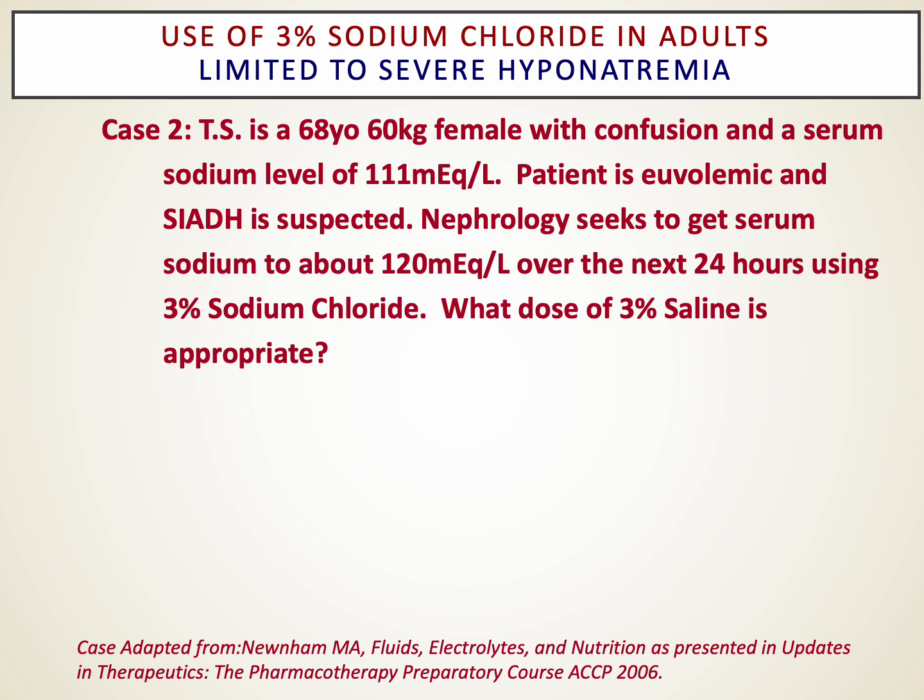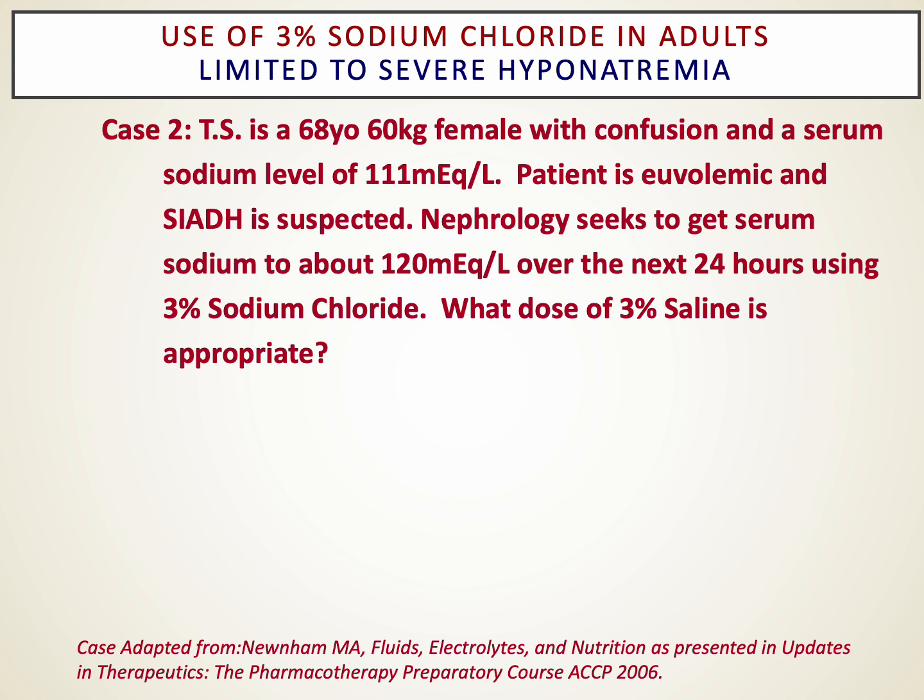So let's look at a case. TS is a 68-year-old, 60-kilogram female with confusion. She has a serum sodium of 111. She's euvolemic. They question syndrome of inappropriate ADH secretion. Nephrology seeks to get her serum sodium to about 120 per liter over the next 24 hours using 3% saline. So the first question is, is 3% saline appropriate for this patient? I want you to look at this patient and see if, in your mind, it is appropriate to use 3% saline.